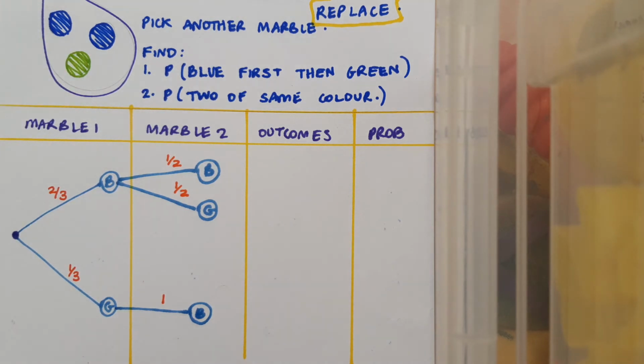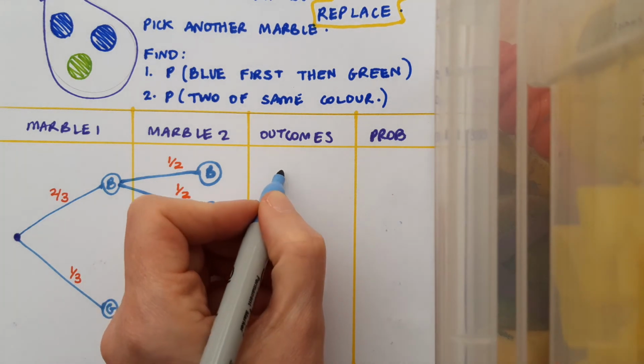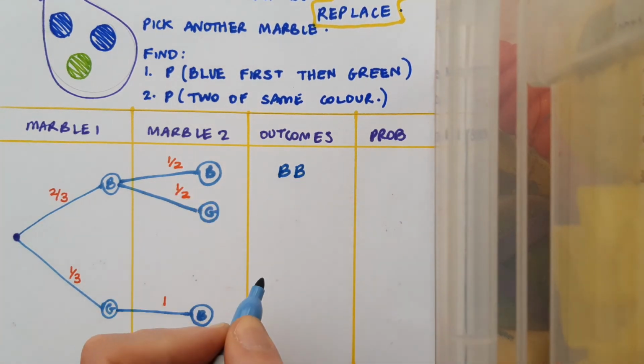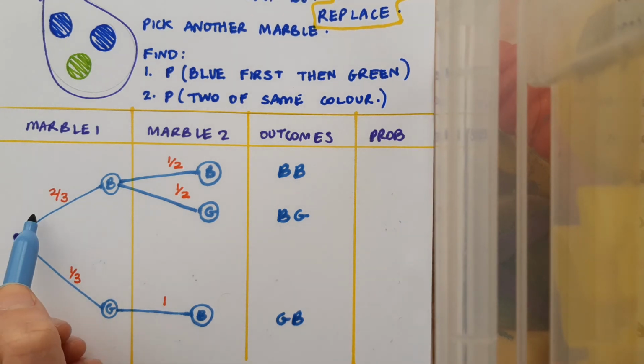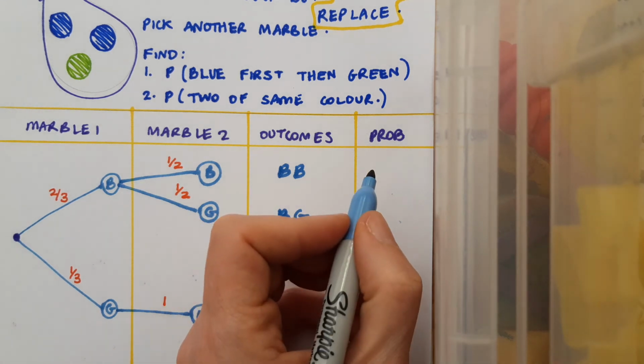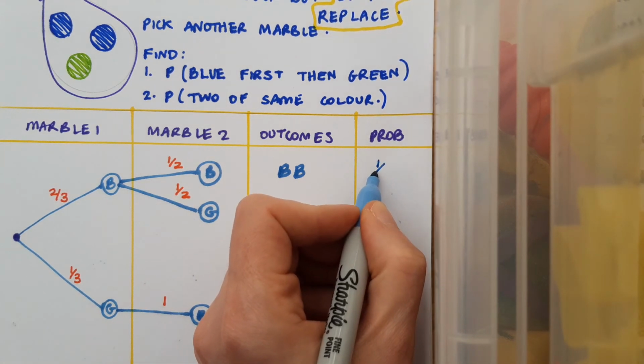Now I'm going to fill out my outcomes. So my outcomes this time are, well, I could get blue and then blue. I could get blue and then green, or I could get green and then blue, but obviously I couldn't get green and then green. I'm going to fill in my probabilities at the end. So my probabilities again multiply as I go across. So that's going to be 2 over 6, or I could write that as 1/3.